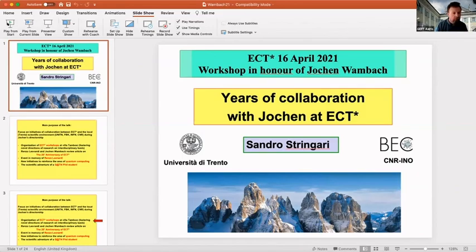So I am no longer a nuclear physicist, and so I will not report here scientific works on nuclear physics, but I would like rather to talk and to say something about the initiatives of collaborations between ECT Star and the local scientific environment during Jochen's directorship. And this first slide summarizes the topics that I would like to discuss briefly in these 20 minutes.